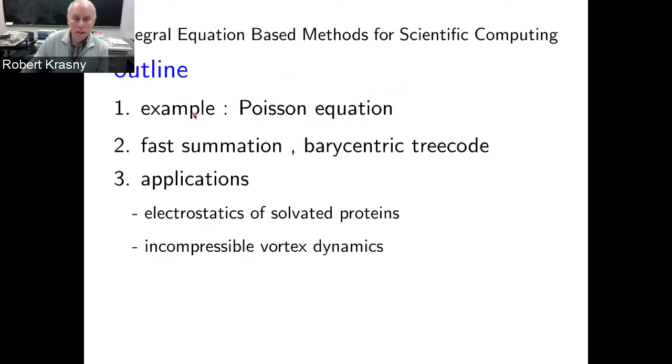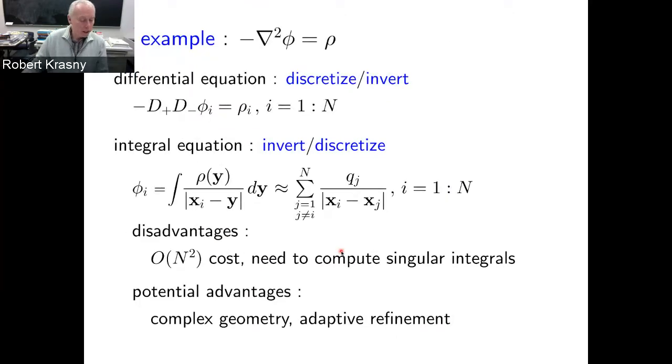So the outline today, I'm going to begin with an example, the Poisson equation, and then I'll talk about fast summation methods and our barycentric tree code, and then some applications, first to electrostatics of solvated proteins, and then incompressible vortex dynamics. So the example that I will use here to introduce the topic is a Poisson equation. So imagine there's a charge density, rho, on the right-hand side, and we want to solve for the electrostatic potential. And in a simple form, it could look like this.